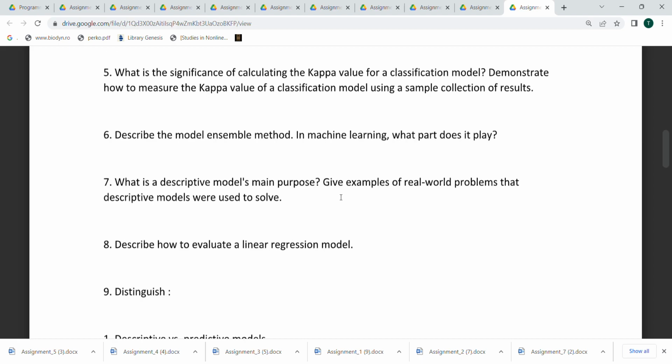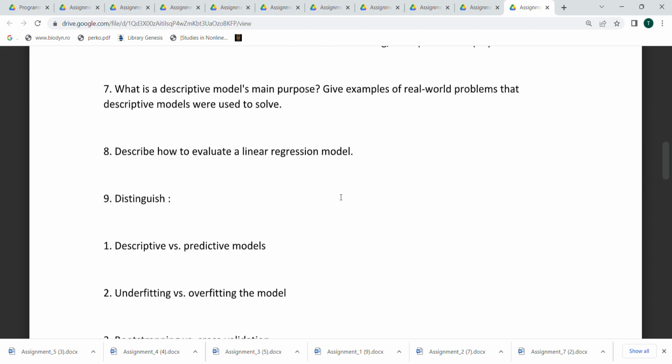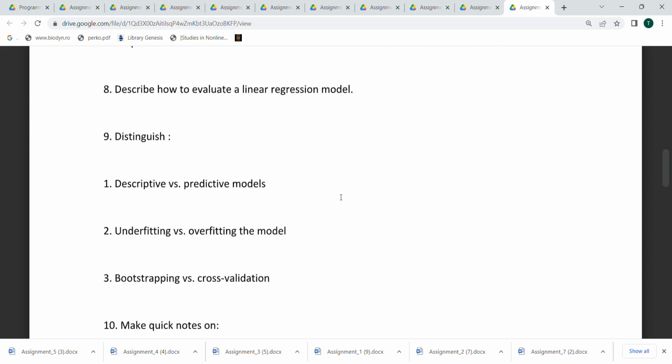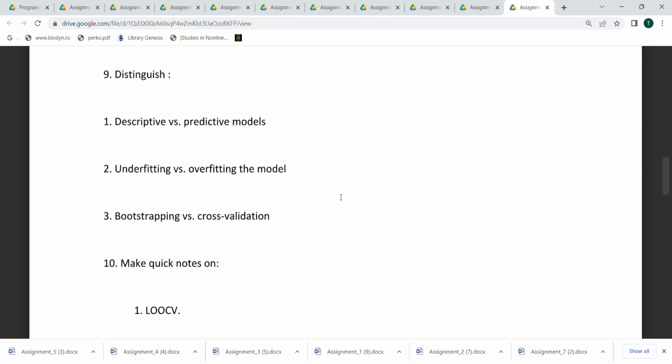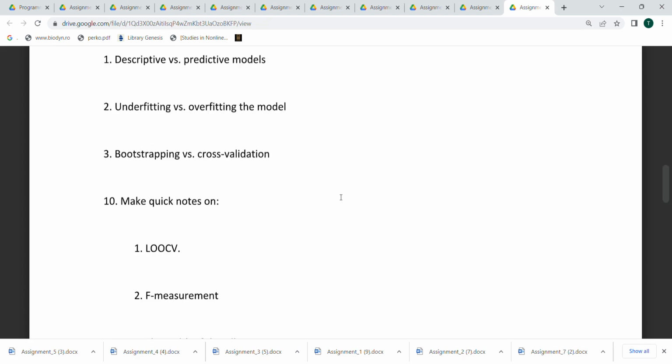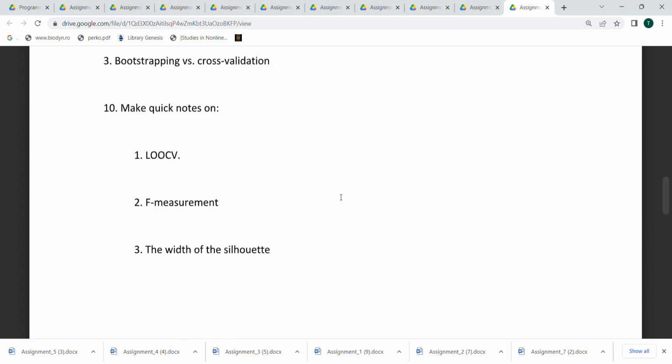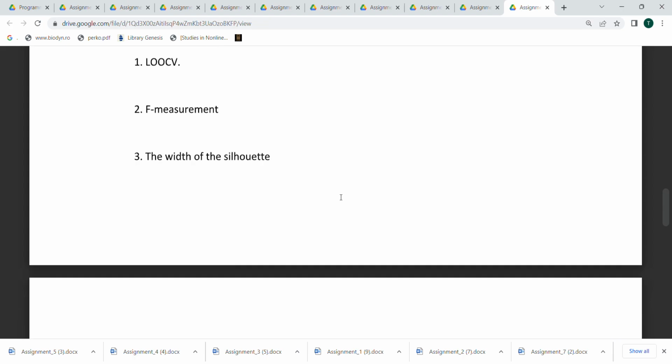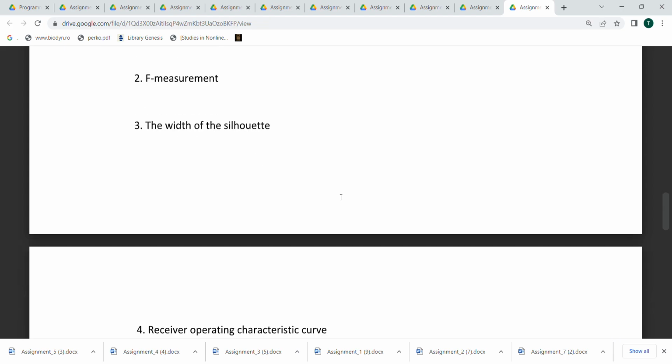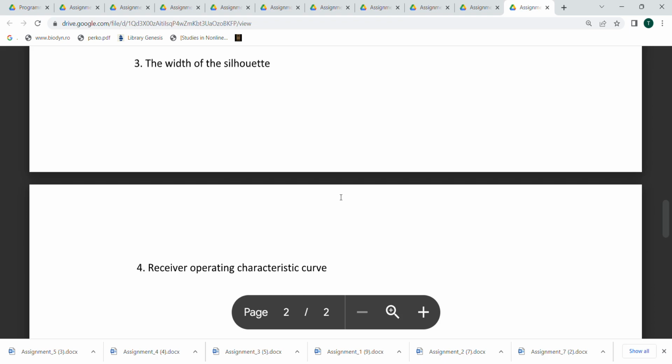You can consider: describe how to evaluate a linear regression model, and you have to find the distinction between descriptive versus predictive, underfitting versus overfitting, bootstrapping versus cross validation. Make quick notes on LOOCV, the measurement of the width of the silhouette, and so on. I think that is very important. The receiver operating characteristic curve is also very important.